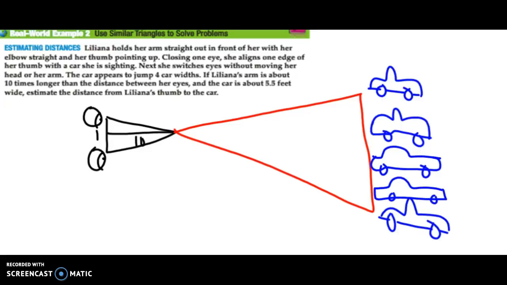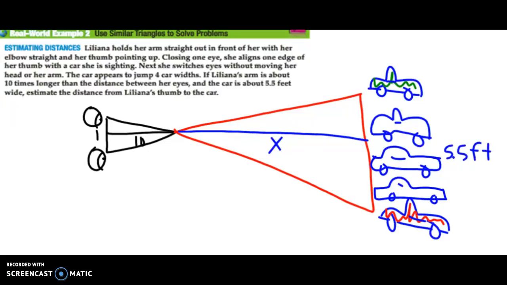Okay. So when she closes her right eye, she sees this left car. And then when she closes her left eye, she sees this right car. And it says it looks like it jumps about 4 times, right? 4 car lengths. So this would be 1, 2, 3, 4 car lengths from side to side, right? Now we're looking for this length right here. How long is it from the car?